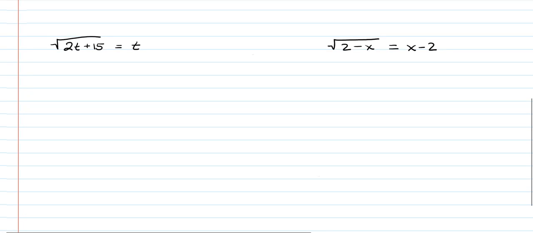Same idea, same scenario. I have a square root. I have variables I need to solve for, and they're inside the square root. So to get rid of it, square both sides. Bam, gone. 2t plus 15 equals t squared. Okay, now people get here and they freak out. There's too many t's. They're on different sides. What am I supposed to do?